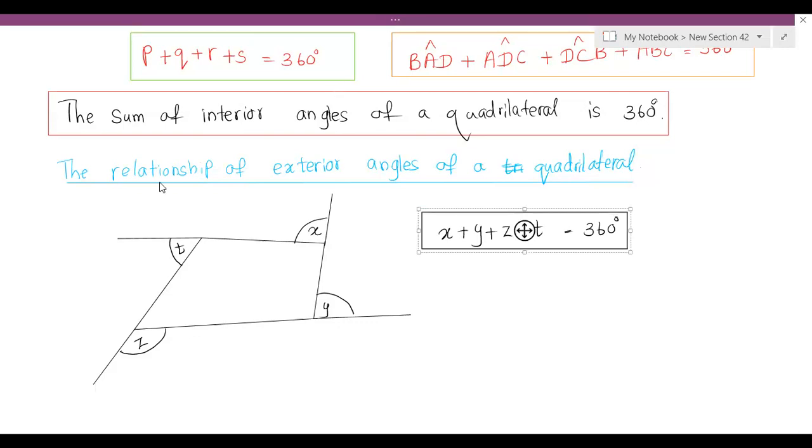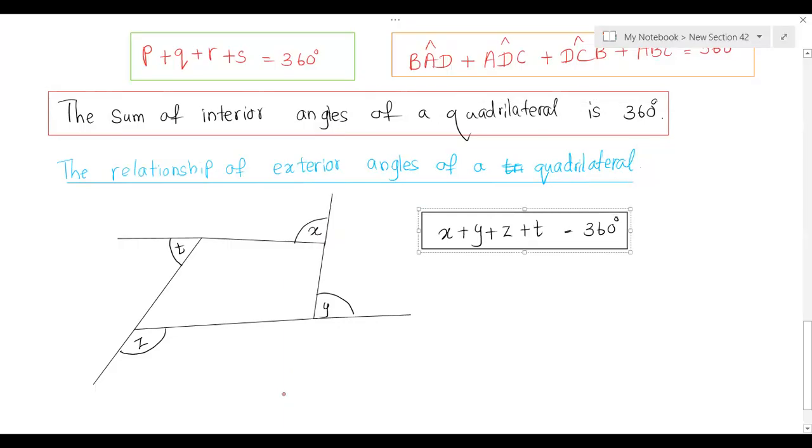Then you can see there are three sums equal to 360. What are they? The sum of the exterior angles of a triangle, the sum of the interior angles of a quadrilateral, and the sum of the exterior angles of a quadrilateral equal 360. Okay, then we can write the sum of exterior angles of a quadrilateral is 360.